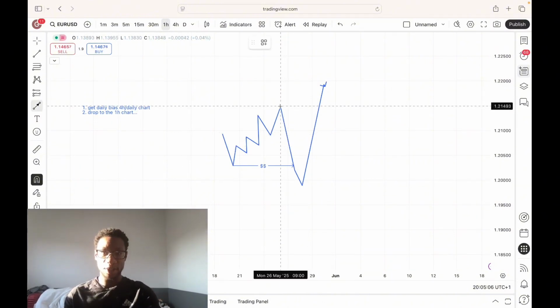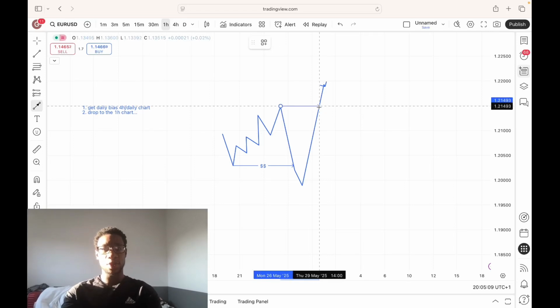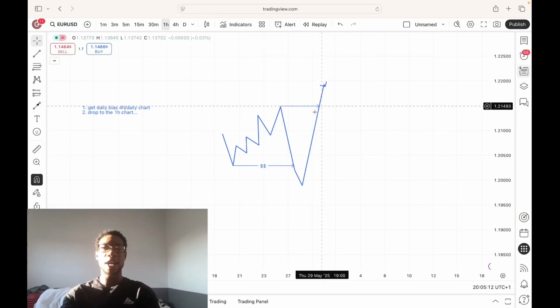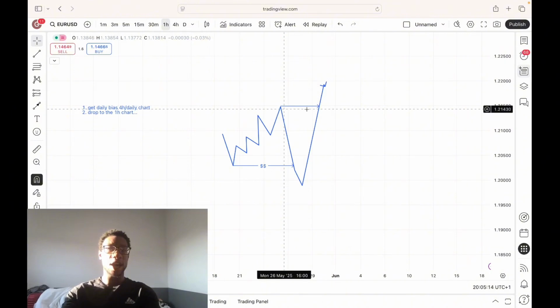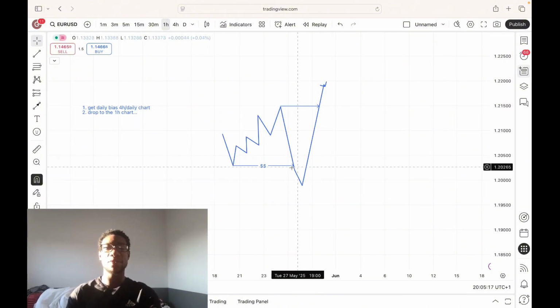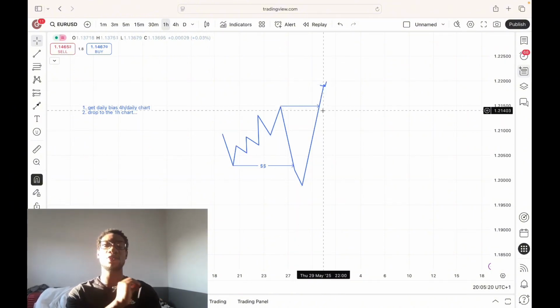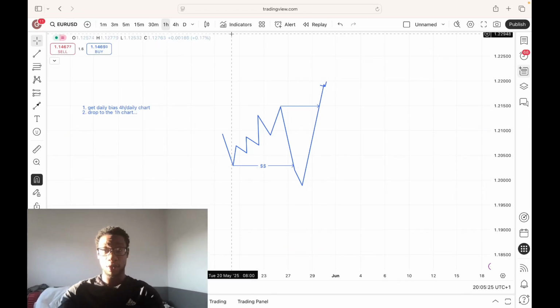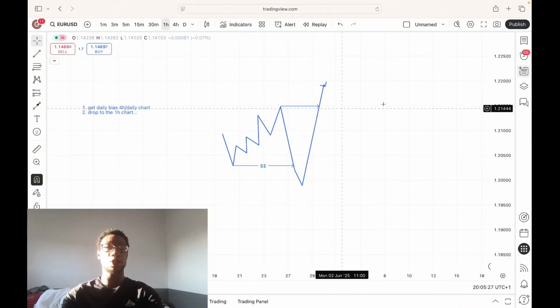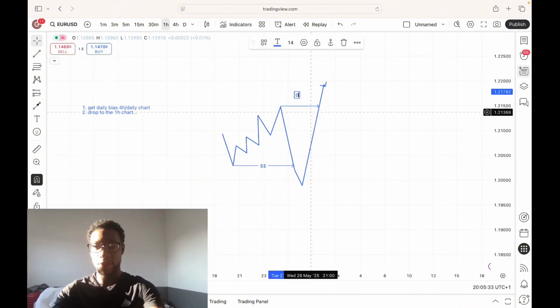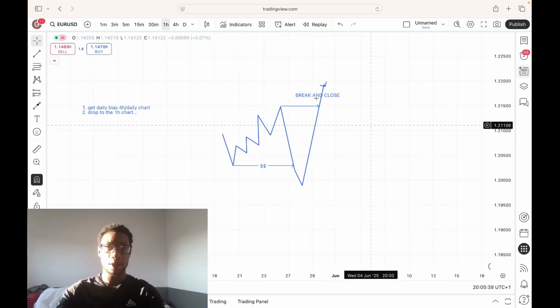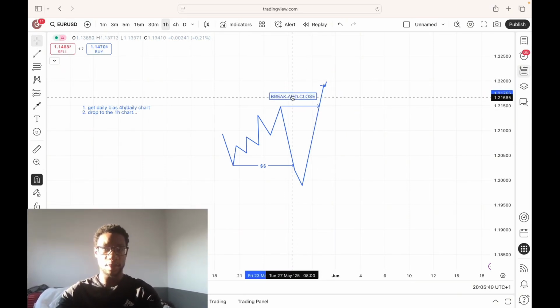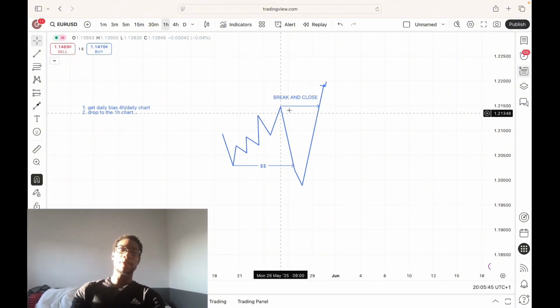For us right here, it was this high right here. So we need a break and close above this high. We don't just need a break like how we took here; it doesn't matter if it's a little wick there. In order for our institutional candle to be valid, we need a break and close. Let me type that out for those at the back. Break and close. We need a break and close above this high.